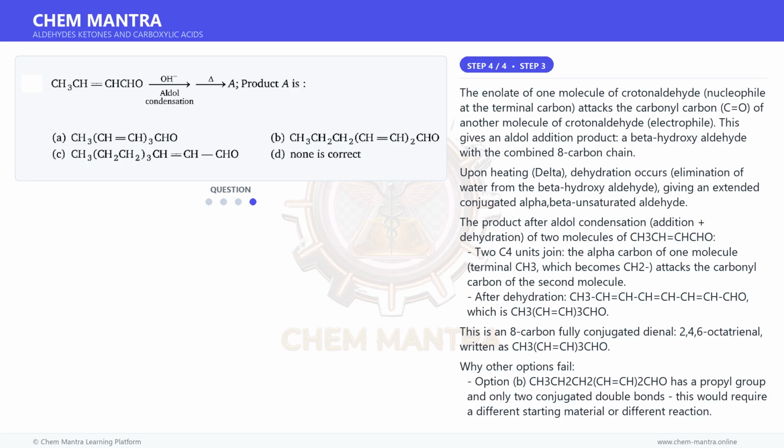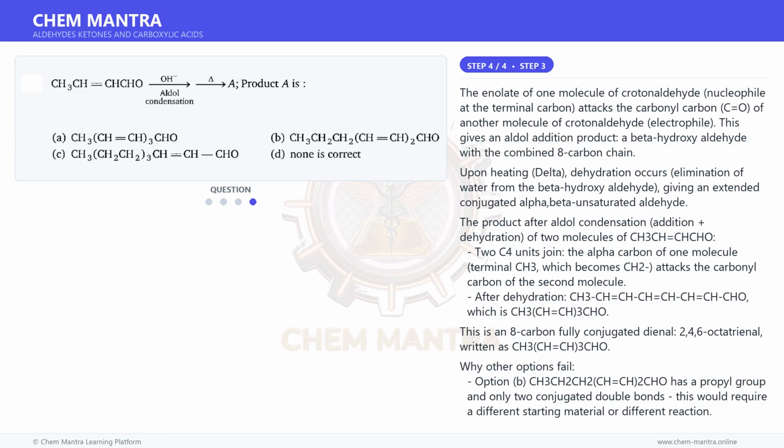And for the final step, the enolate of one molecule of crotonaldehyde, the nucleophile at the terminal carbon, attacks the carbonyl carbon, C=O, of another molecule of crotonaldehyde, the electrophile. This gives an aldol addition product, a beta-hydroxyaldehyde with the combined 8-carbon chain. Upon heating, dehydration occurs, elimination of water from the beta-hydroxyaldehyde, giving an extended conjugated alpha, beta-unsaturated aldehyde.